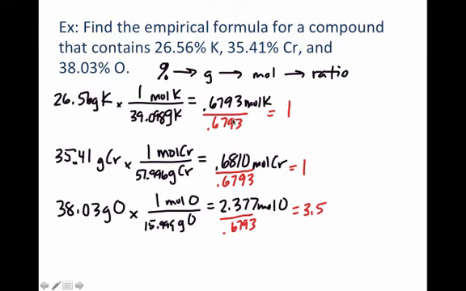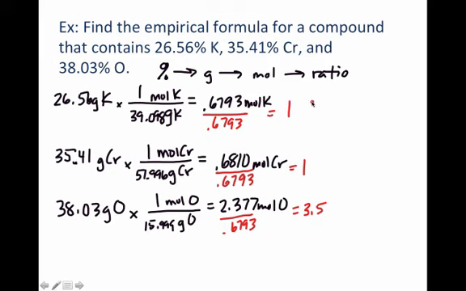When you get to this point where you've divided each by the smallest, what you're going to do is look to round to whole numbers, halves, thirds, or quarters. If you've done all your math correctly, these numbers will come out really, really close to whole numbers, halves like this one, 3.5. It could be thirds like 3.33 or 3.67, or quarters, 3.25 or 3.75. At this point now we have a ratio 1 to 1 to 3.5.